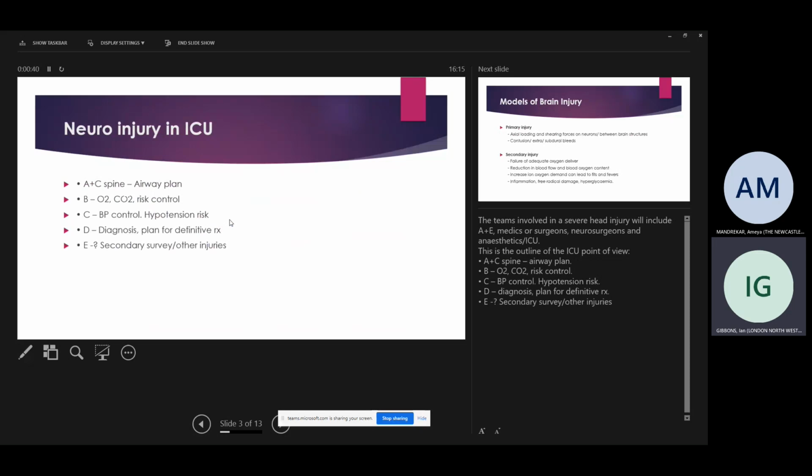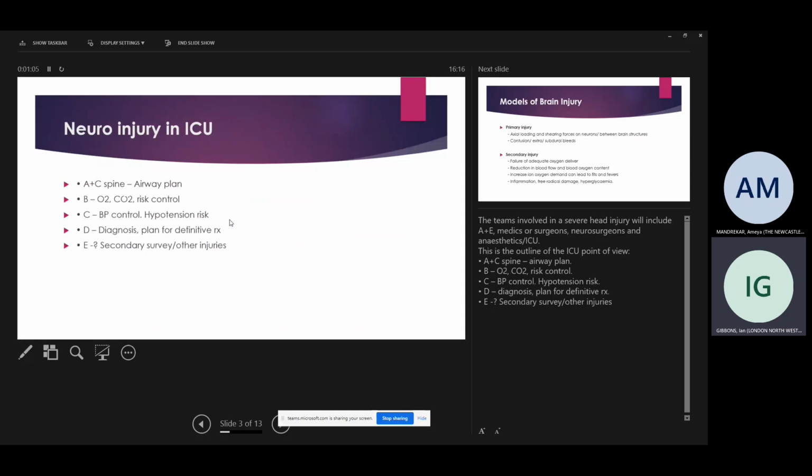Obviously, we're always thinking from an A to E approach, and in ICU, it's always very much about having a supportive element and trying to keep parameters as normal as possible. So airway and C-spine are very important when it comes to neurological injuries. Having a plan with airway, appropriate immobilization of the spine and positioning is very important.